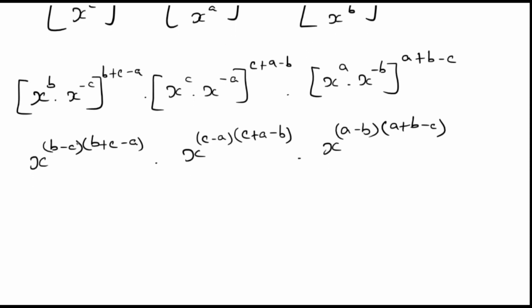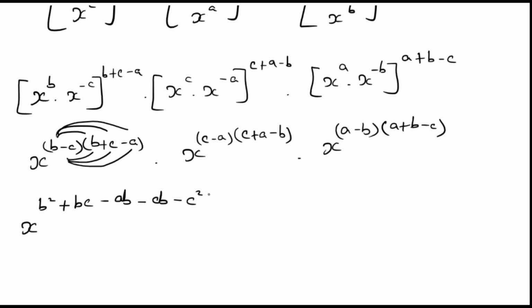Here I'm removing the brackets and multiplying it. So b into b, and b into c, and b into minus a, and minus c into b, and minus c into plus c, and minus c into minus a. So if we do that, we'll get x to the power b square plus bc, minus b into minus a is minus ab. Then we'll get minus c into b, then minus c square plus ac.